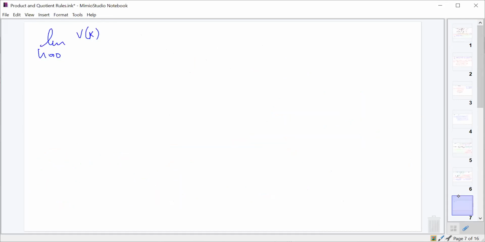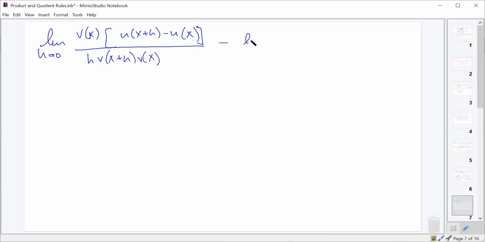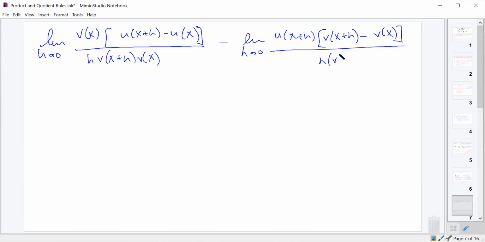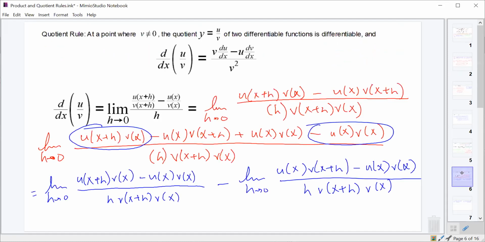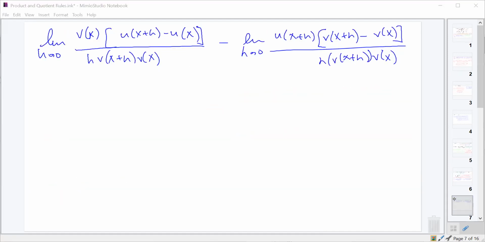u of x plus h minus u of x all over h, and then v of x plus h v of x minus, and then the other one, what are we taking out of it? I believe it was a u of x. Times v of x plus h minus v of x all over h times v of x plus h v of x. I think we just factored a u of x. Was it just a u of x? No, it was just a u of x. All right. Sorry about that.